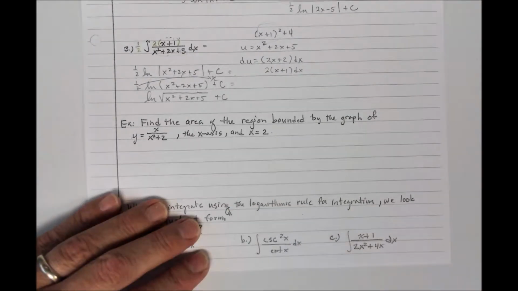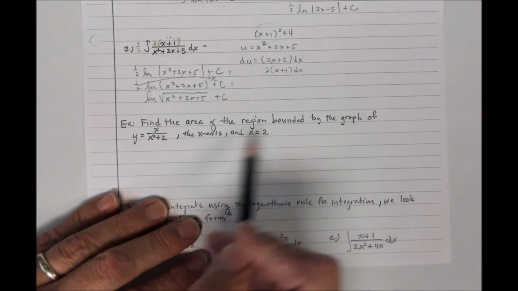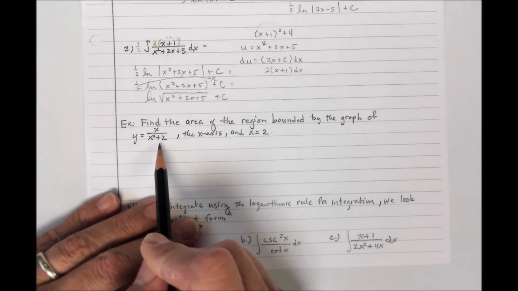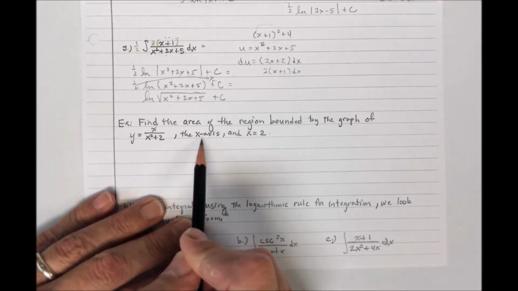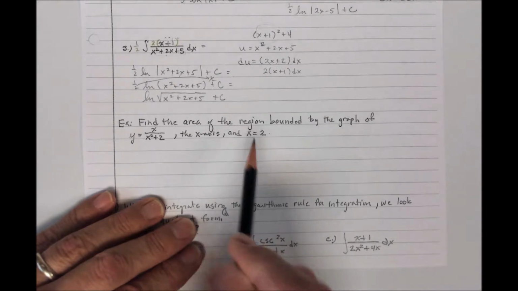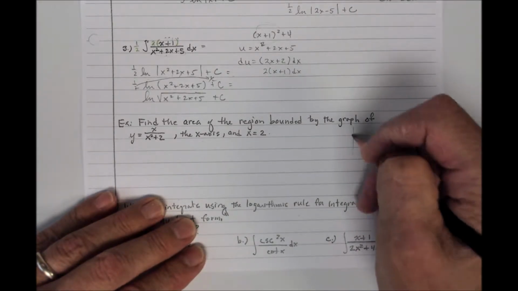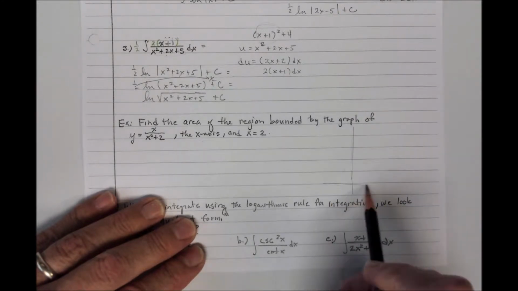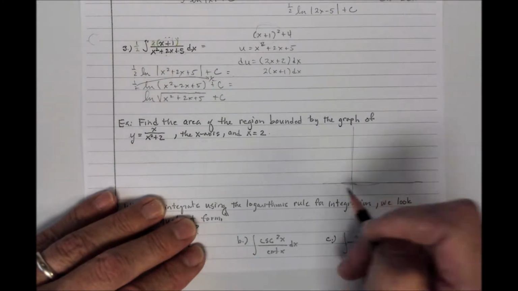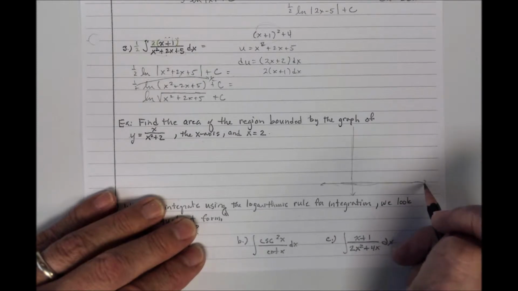So find the area of the region bounded by the graphs of y equals x over x squared plus 2, the x-axis, and the vertical line x equals 2. Now, you don't have to, I just have found it to be so much simpler if I make a quick sketch. Doesn't have to be perfect. Just need something close enough that I can see what's going on here.